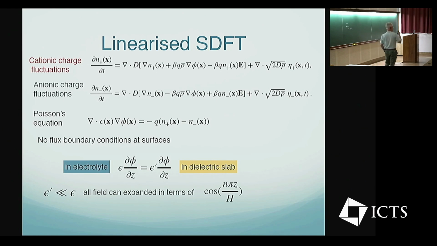This is important because when you look at the terms in this equation, it means that you can simultaneously have a Neumann boundary condition on the density field and the gradient field. So you say grad phi dot n is equal to 0, and grad n plus dot n is equal to 0. So you can use the same cos n pi z over h to expand these fields. And if you don't do that, it's very complicated.